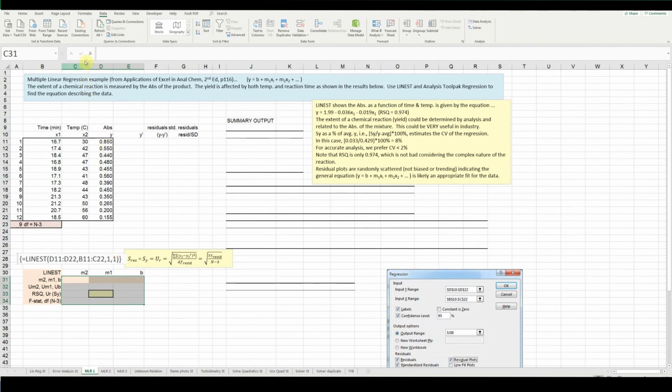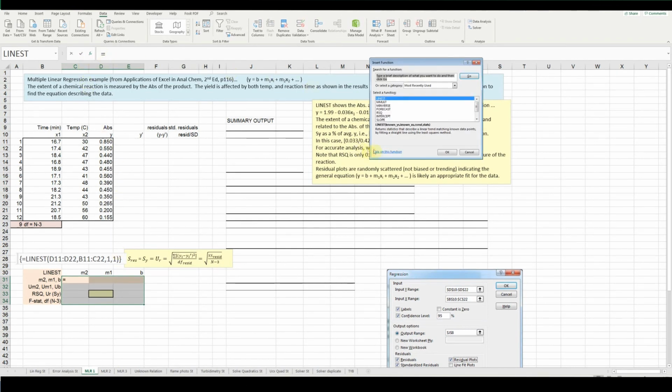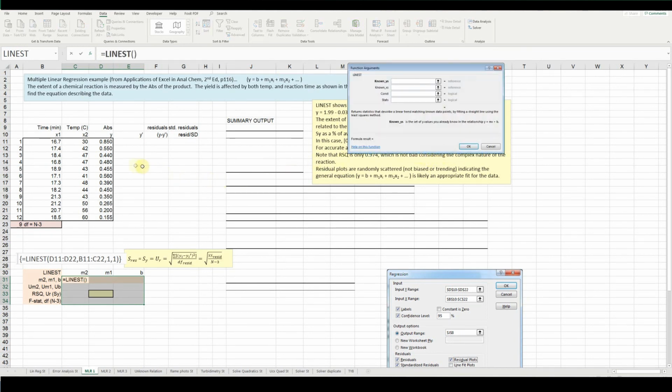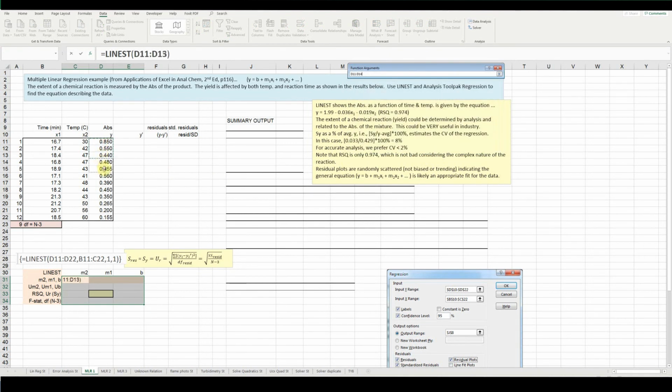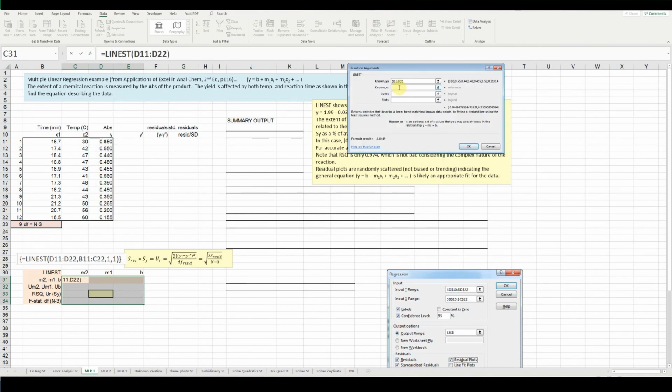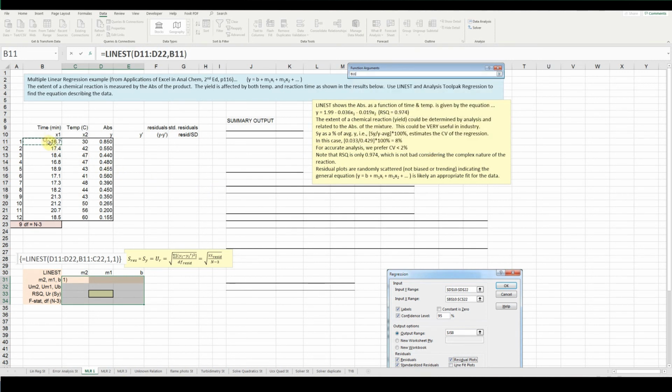And choose Insert, LINES. Okay. Just give it what it asks. It's asking for the known y's. Here they are. Now for the known x's, we have to give it both x1 and x2 values together.